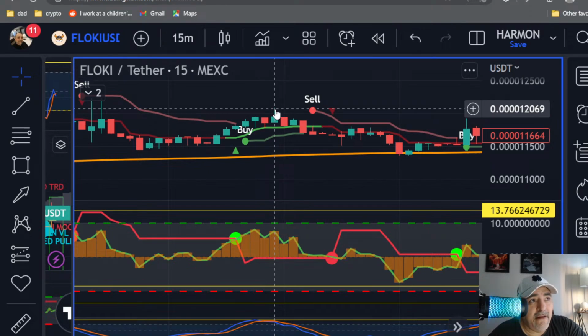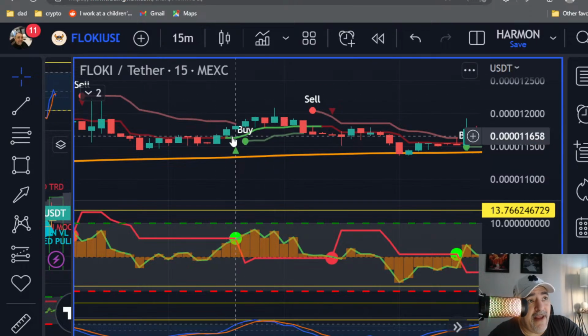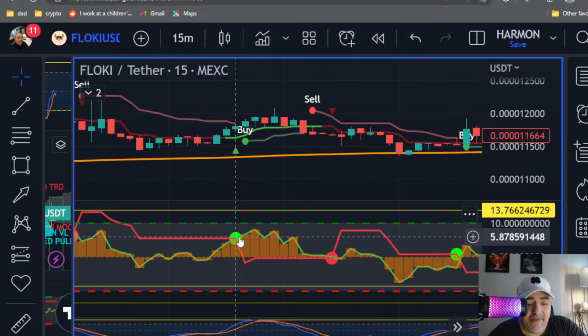Trend, buy, moon, 1.5. Trend, buy, moon. That's about right. So let's see here. Let's do this again here. Trend, buy, moon, 1.5%. That's about the average. So when it goes trend, moon, and that's positive volume right there too. That's positive volume right there.